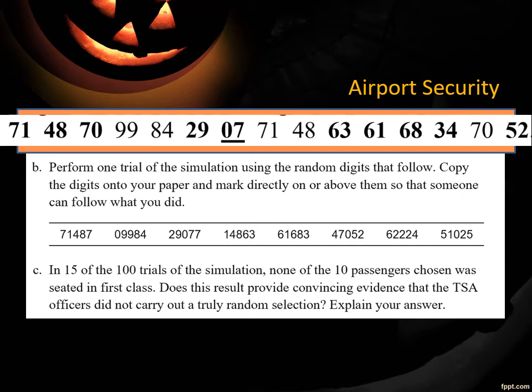But 15% is larger than 5%. So I would say, do I have convincing evidence that TSA officers did not carry out a truly random selection? No, I don't have convincing evidence. 15% of the time you will get results of 0 first class passengers being selected. So I have no reason to believe that they have not carried out a truly random selection.